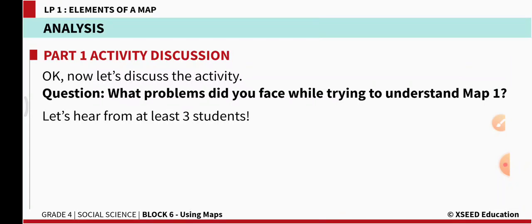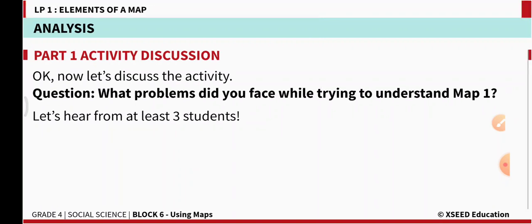But when we have seen the second map, what did we understand? There were many things, very clear in the second map, right?